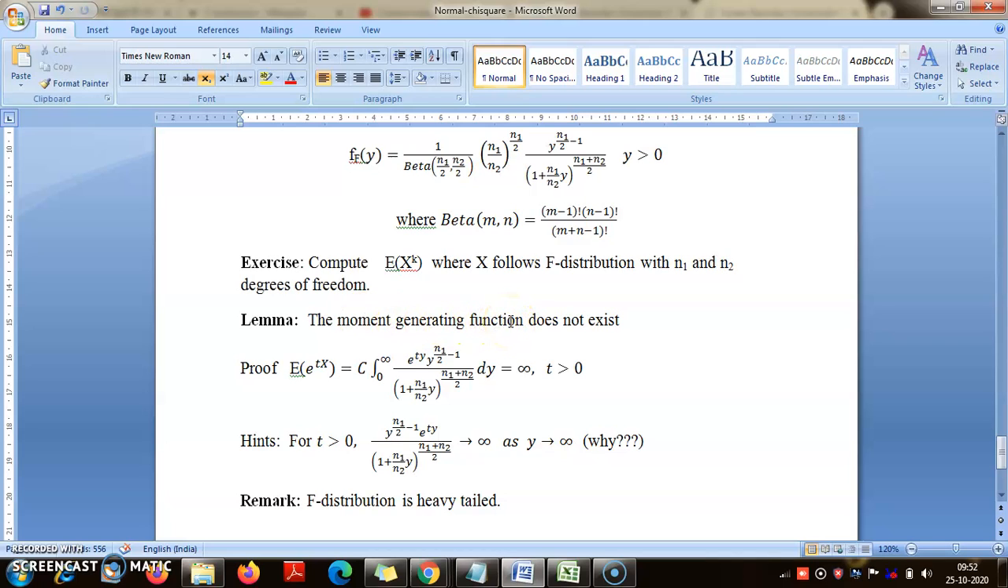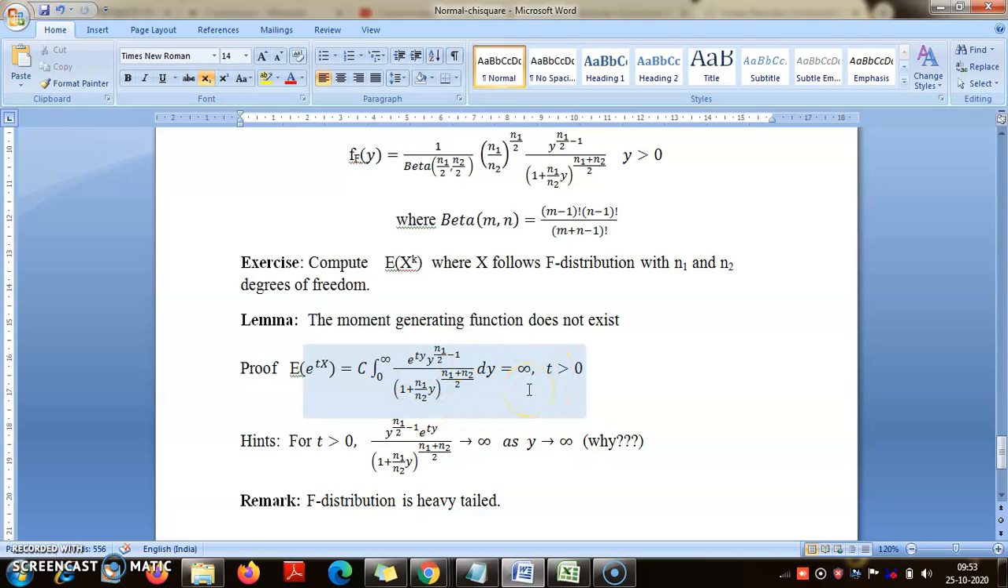Now an important point: apparently you have the kth order moment, but interestingly for this distribution the moment generating function does not exist. Remember the definition of moment generating function: the expectation of e to the power tx has to be finite for all values of t in some neighborhood of 0. That means you should be able to find an interval containing both negative and positive values of t for which the expectation of e to the power tx is finite. But you cannot find any such neighborhood of 0, because for every positive value of t this is not finite.